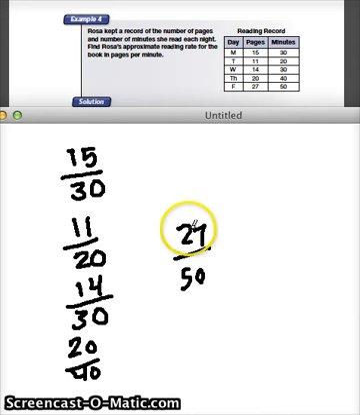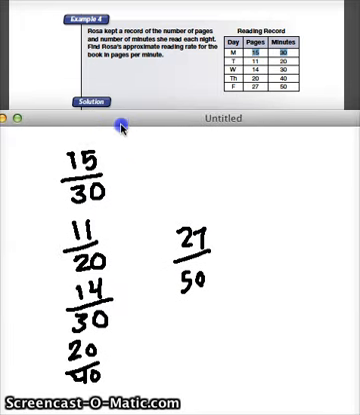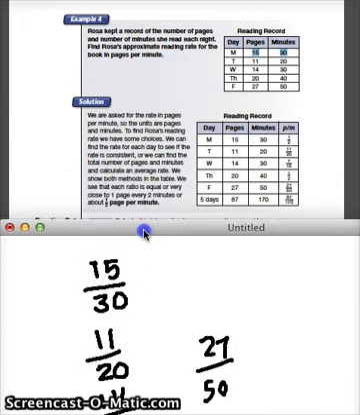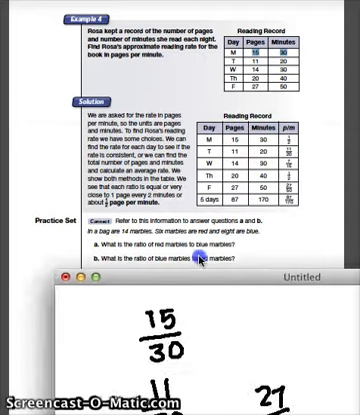All right, these are all the number of pages over the number of minutes. So we have 15 over 30, 11 over 20. After you do all these, you should see hopefully that they're all pretty close to 1 over 2. That's the best approximation you can give, probably 1 over 2. Divide this both by 15, it'll be 1 over 2. This one's close to a half. Again, this one's close to a half. So a good approximation would be 1 over 2.